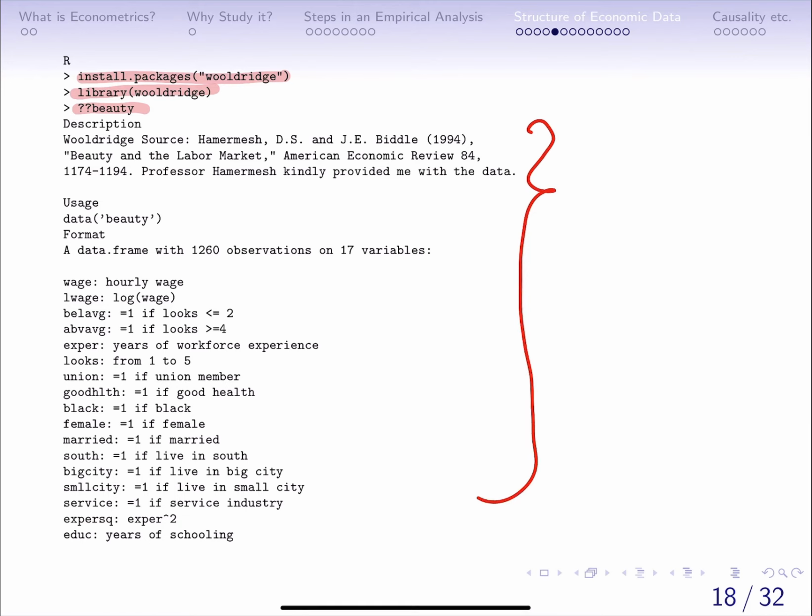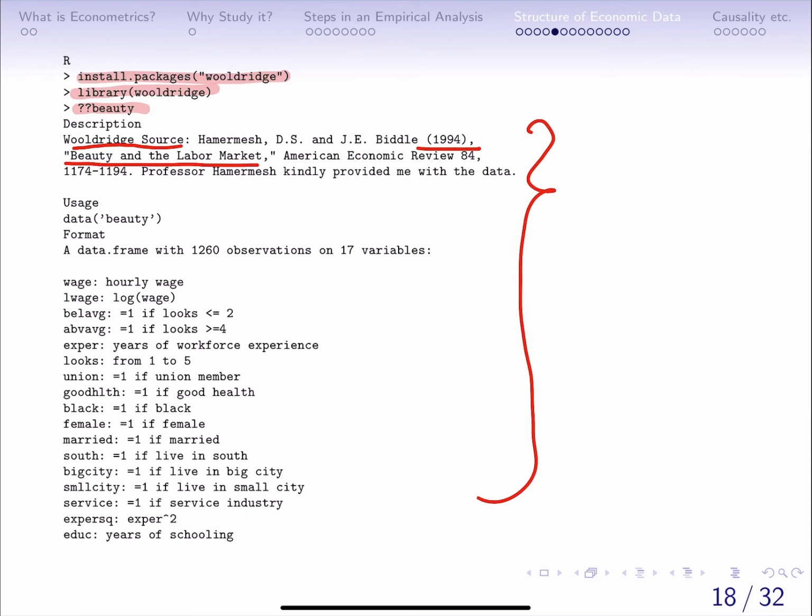This is telling you the source of this data in our textbook. Where is this data coming from? It comes from a very seminal paper that was written in 1994 by Hamermesh and Biddle, called Beauty and the Labor Market. The nice thing about Jeffrey Wooldridge is that a lot of colleagues have provided this data for this book, and you can actually replicate those studies if you so wish.